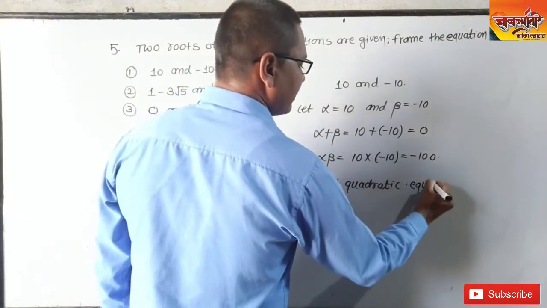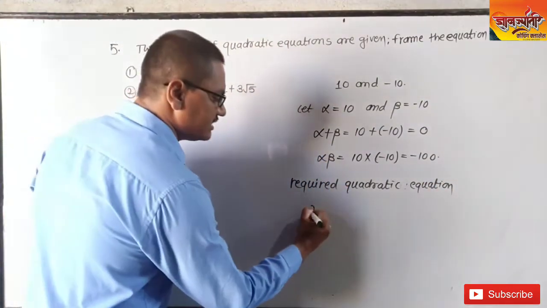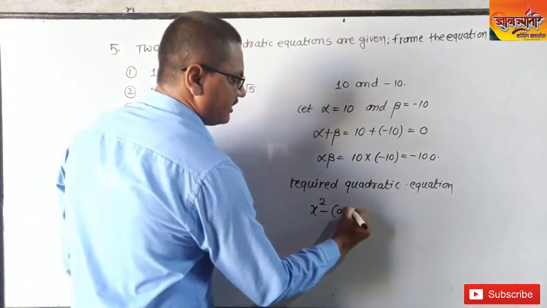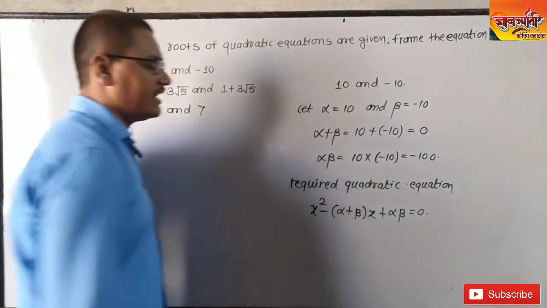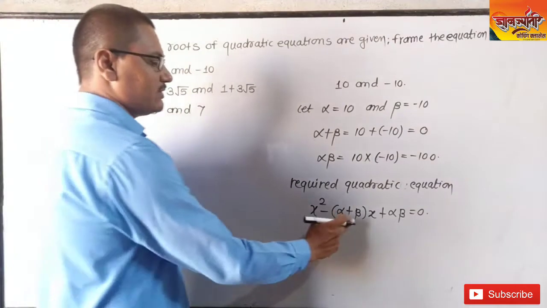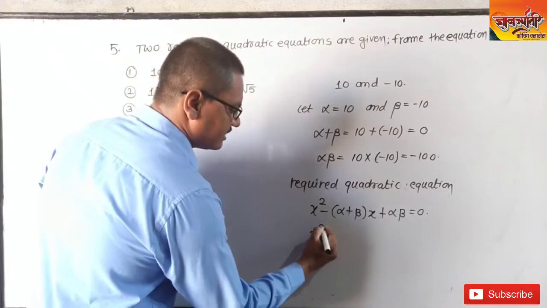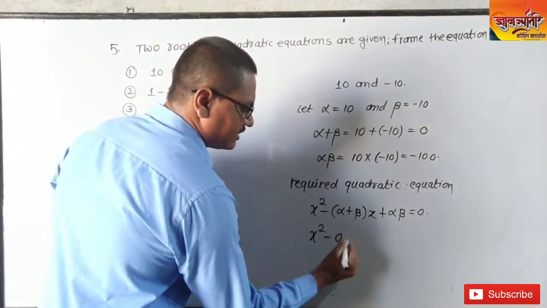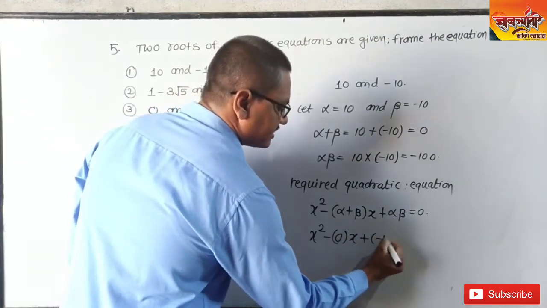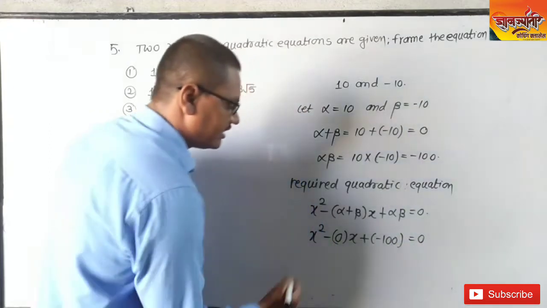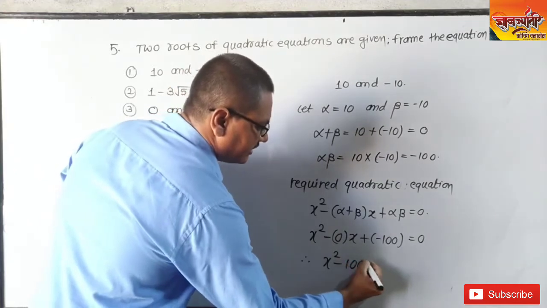The required quadratic equation has the general form x square minus (alpha plus beta) into x plus alpha beta is equal to 0. Substitute the values of alpha plus beta and alpha beta. Alpha plus beta is 0, which means x square minus 0 into x becomes 0, plus alpha beta, which is minus 100, is equal to 0. After simplifying, the required equation is x square minus 100 is equal to 0.